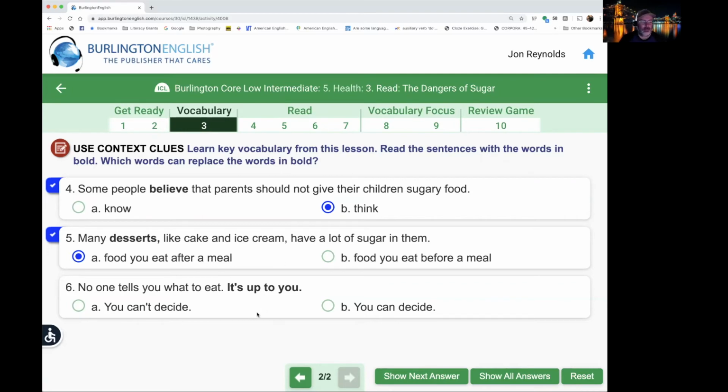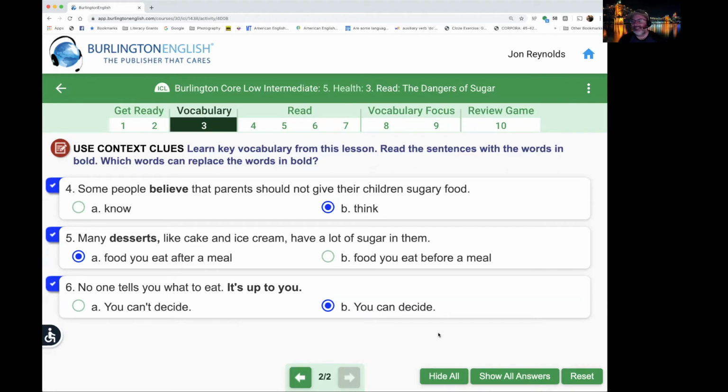And finally, number six, no one tells you what to eat. It's up to you. So what do you think up to you means? Does it mean I can't decide or I can decide? Well, in this case, it means I can decide. I have a choice. So if something is up to you, then you can choose.